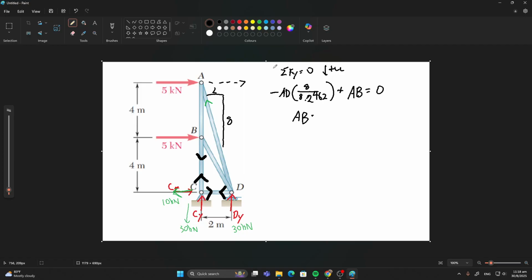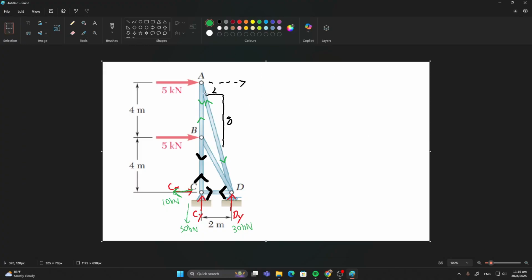Then AB equals, sub in the values, remember negative, this whole thing negative, bring over, becomes a positive, so it becomes 20.6 times 8 over 8.2462. I'm just gonna leave it in 3SF just to not confuse you guys. 20 kilonewtons, and it's positive. So what does that mean? That means that my AB, I have guessed correctly, that it is tension.